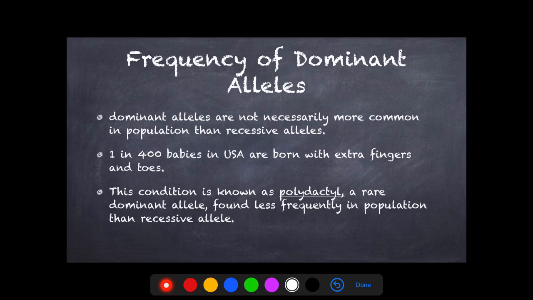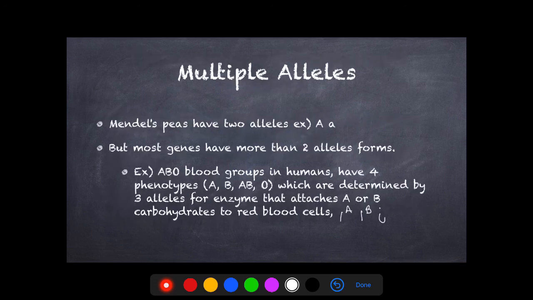So the recessive allele is what is telling you, hey, we're going to have a normal number of fingers and toes. But if you have this dominant allele, which is less frequent, so more rare, you will have an extra finger or toe.